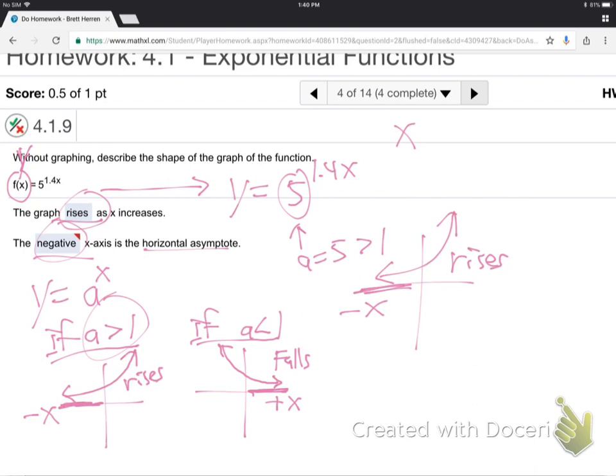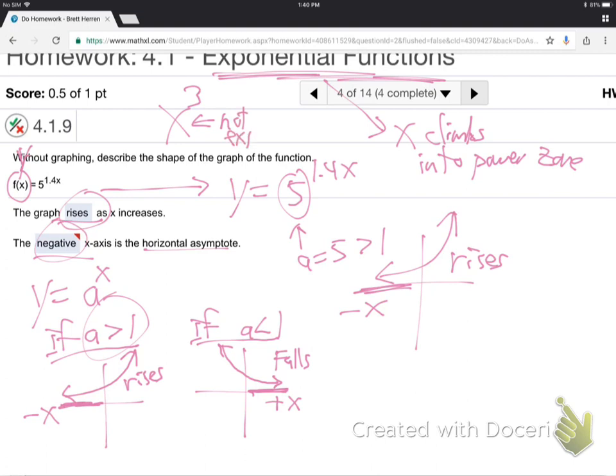When x climbs into the power zone, you with me on that? That's what it means to be an exponential function. It means x has climbed into power. In other words, if I had x cubed, x to the third, I'm on the third racer. If I had x to the third power like that, that would not be exponential. Why not? It has exponents, right, but x is not in the power zone. It's not just that it has powers, but to be exponential, x itself must climb up there into the power zone. That's what we're talking about in this section. Functions where x itself has climbed into the power zone.